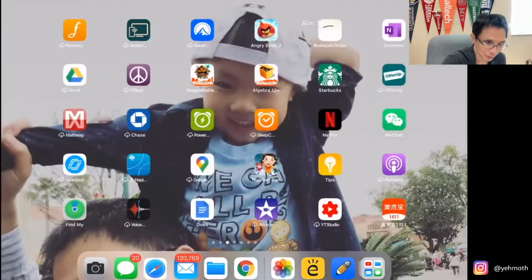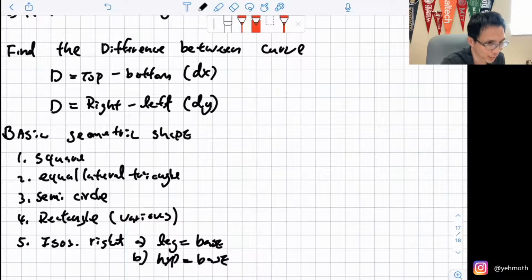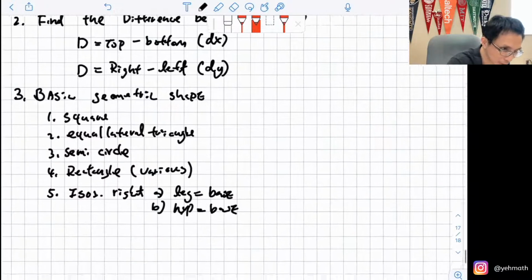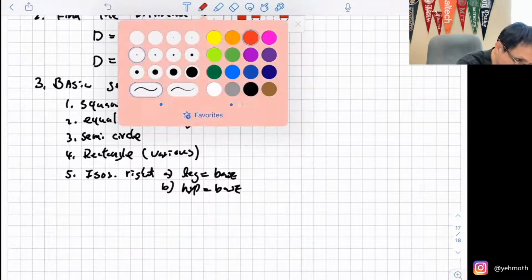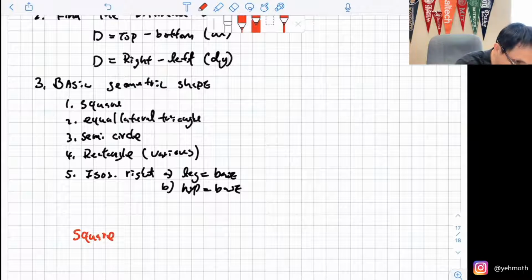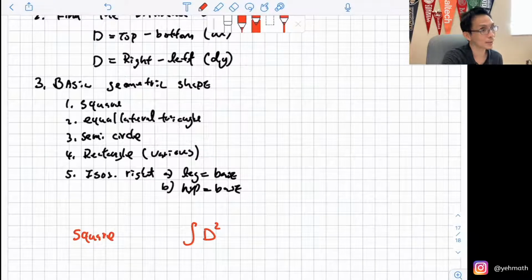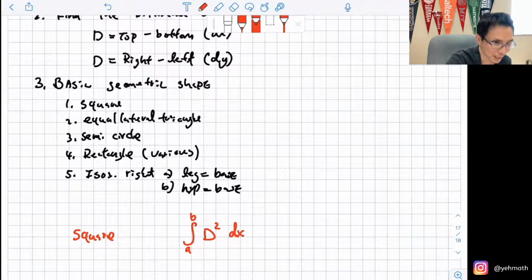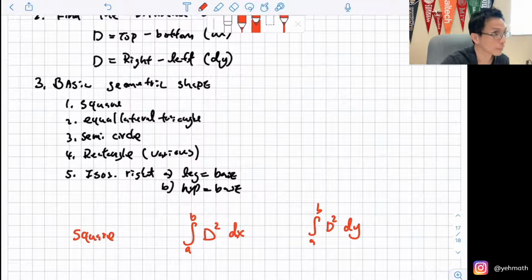Okay, so you can decide a shape to be. Those shapes I usually decide to be squares, equilateral triangles, semicircles, or rectangles. So if it's a square, it's going to be like this. It's going to be the difference squared. Why? Because d is the length of the difference between those two things. Now, if I square it, would I get the shape of a square? Now, if I add it from a to b with an infinite amount of pieces, that becomes the volume of that particular shape. And sometimes you're going to have to use dx. Sometimes you have to use dy. It depends on the question, because sometimes you're going to have dy, because it's perpendicular to the y-axis, so you have to do it in terms of y.